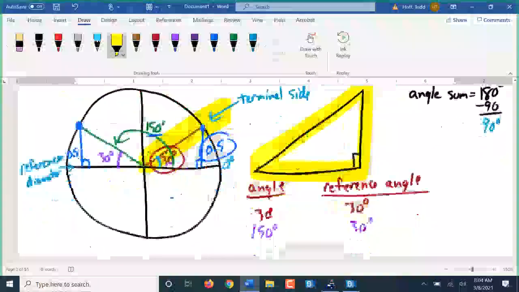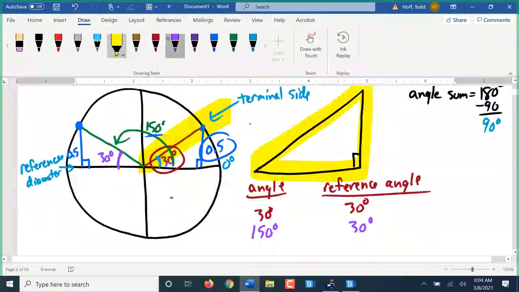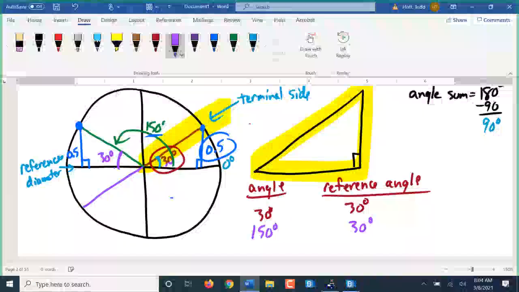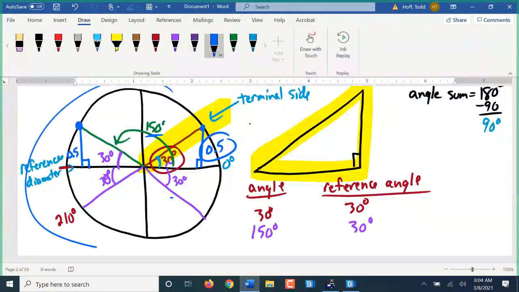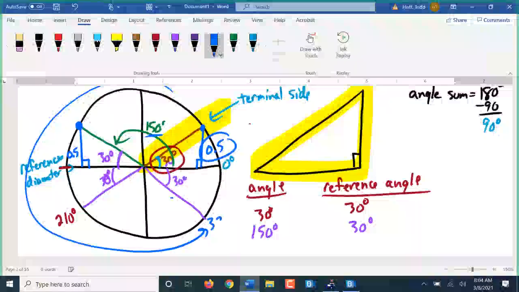Now, there are two other angles in the main rotation of this circle that have a 30-degree reference. Right here, 30 degrees. What would this overall angle be? Well, this would be 180 plus another 30, which is 210. Another one over here is 30 degrees. This overall angle all the way around there is 360 minus 30.